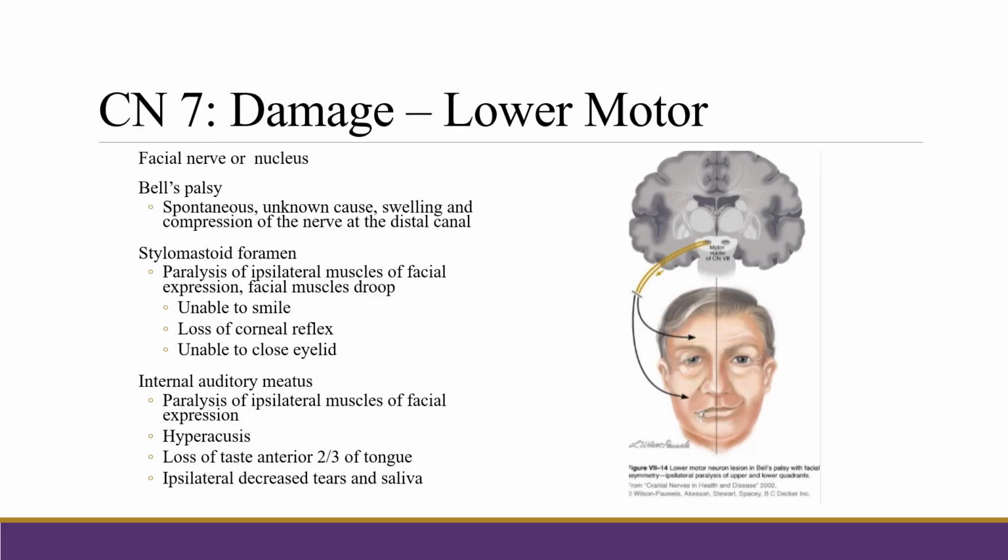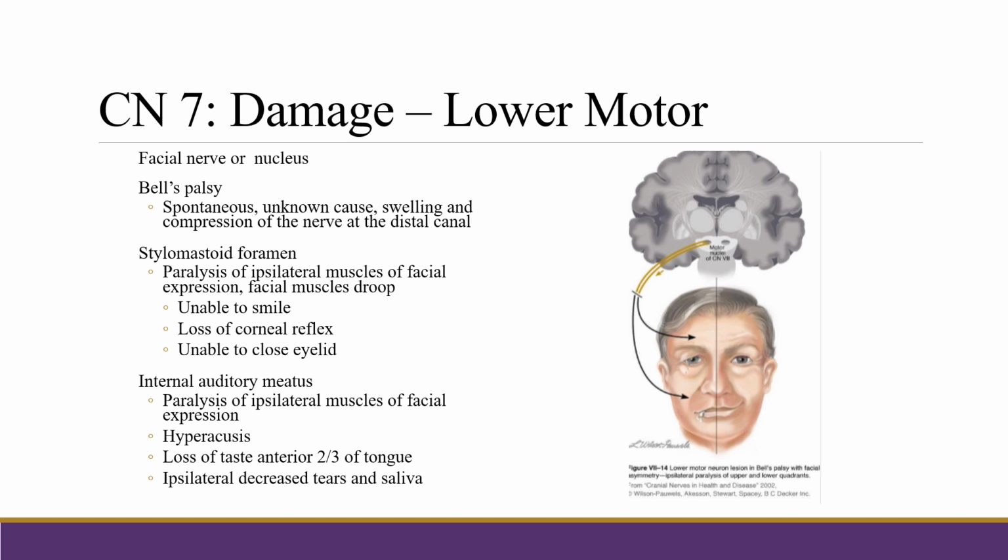So this is a good picture showing lower motor neuron damage here for cranial nerve 7, or what we call Bell's palsy. A stroke would be an upper motor neuron lesion, right? So Bell's palsy, lower motor. Bell's palsy is spontaneous, unknown cause, swelling, compression of the nerve at the distal canal. We see the stylomastoid foramen, so that would be paralysis of ipsilateral, or same-side, muscles of facial expression, and those facial muscles are going to droop, including the eyebrows and the wrinkles in the forehead.